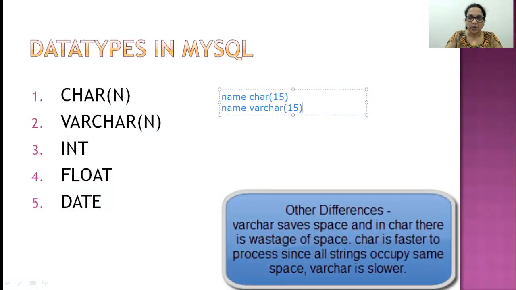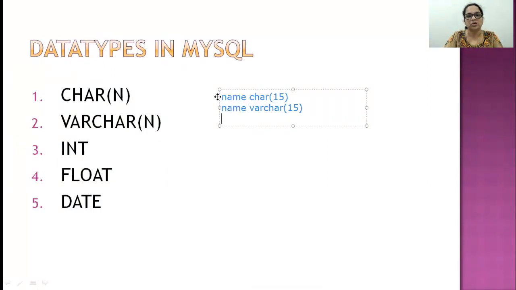Is that clear? Okay. Then we come to the data type called int. Int stands for integer. So let's say I have a column called roll number and I say roll number is int. That means roll number is an integer. It cannot consist of decimal points.